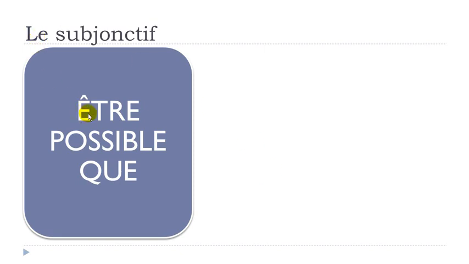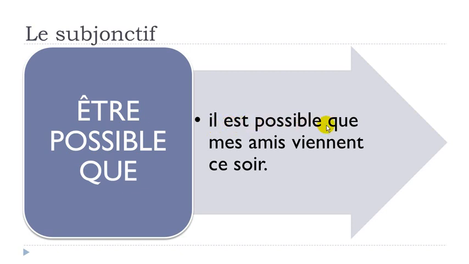The structure could be être possible que. Okay, to be possible. Donc, être possible and then que, as usual, remember. So, for instance, il est possible que mes amis viennent ce soir. Okay, il est possible que, so it could be translated like it is possible that, okay, mes amis, my friends, and then venir here, to come, so this form here is the subjunctive form, ce soir, tonight. So in that case, you should put your verb here at the subjunctive.